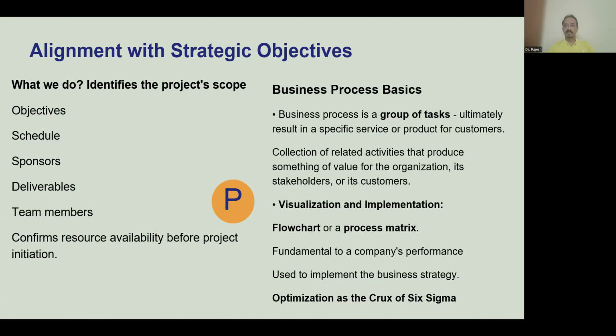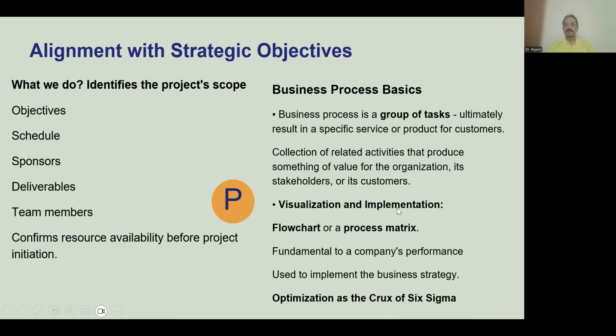See, for example, RCM is a combining process, right? It's from the charge entry, payment posting, billing, and the rejection, AR, denial, like everything is a group. That's a group of tasks which is completing my business process. So the collection related to activities such as the value of the organization and visualization and implementation.